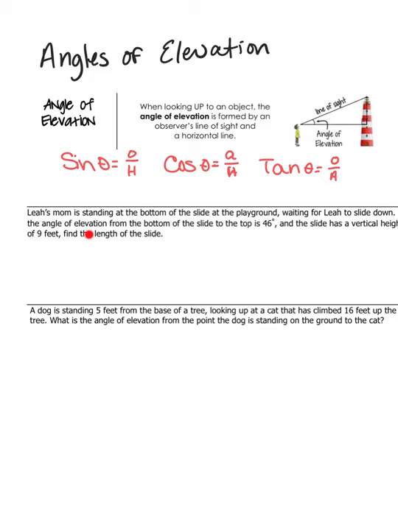So if Lee's mom is standing at the bottom of a slide at a playground, waiting for Lee to slide down, the angle of elevation from the bottom of the slide to the top is 46 degrees. The slide has a vertical height of 9 feet. What is the length of the slide? So we're at a slide on a playground.